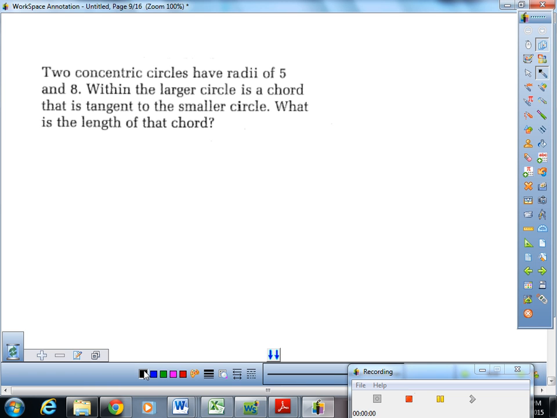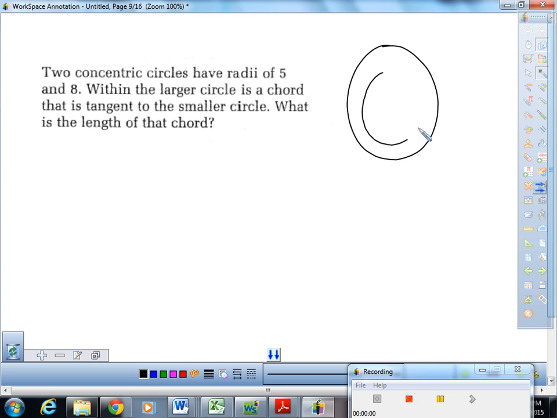Now we're going to go over some typical test questions. Two concentric circles, we'll call that good enough, have radii of 5 and 8. I'm not going to draw them yet. Within the larger circle is a chord that is tangent to the smaller circle. What is the length of that chord?